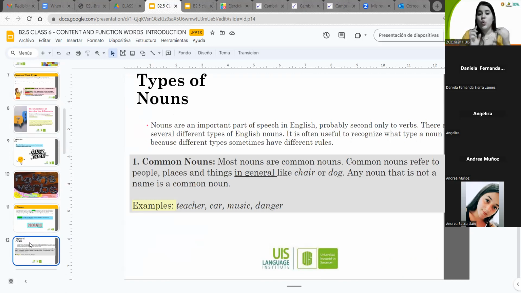Common nouns refer to people, places, and things in general, like chair or dog. Any noun that is not a name is a common noun. For example, teacher, car, music, danger. We are not talking about a particular teacher, just a common noun. We don't say, for example, teacher Carolina, because that would be a proper noun, right? So if we're talking about just a teacher, it's a common noun. Okay, good.